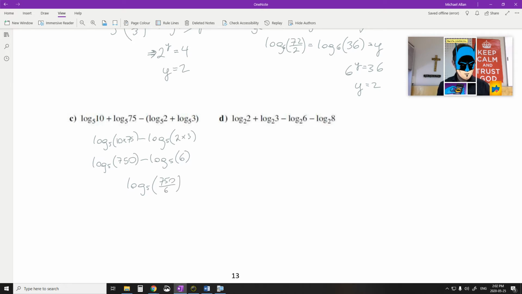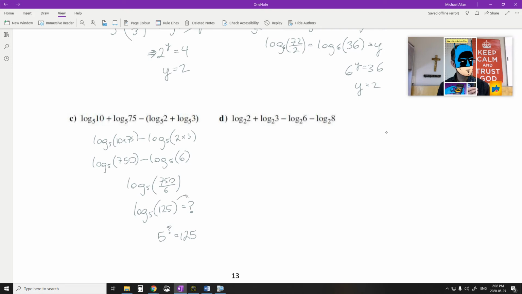Let me just pull my calculator out because I'm just too lazy. So log base 5 of 125, and I want to know what that's equal to. Okay, so this is going to be 5 to the power of some question mark, I don't know what that is yet, equals 125.